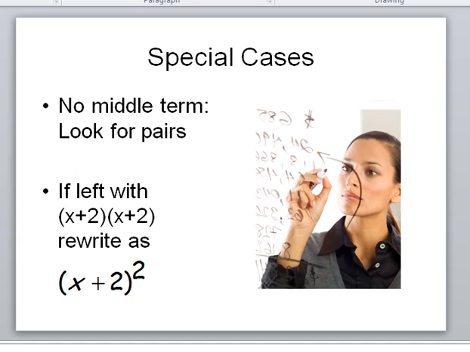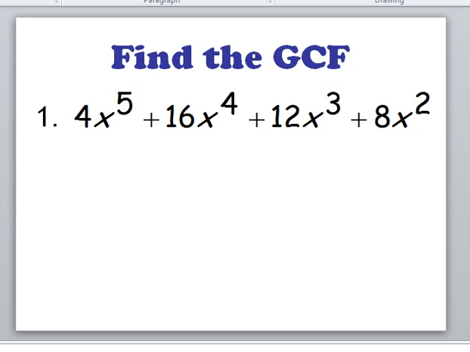So we've got special cases where there's no middle term, meaning it's probably a difference of squares. If you're left with the same thing, please write it as a quantity squared. So I've got these broken down, and the first thing we're going to do is find the greatest common factor in this problem.